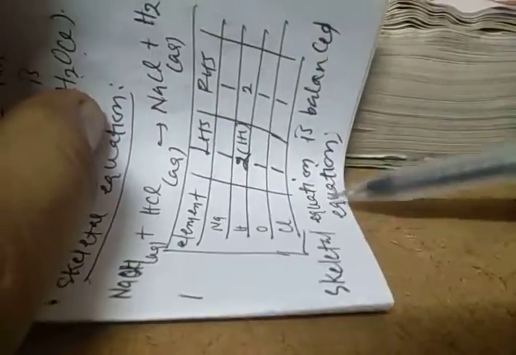So the skeletal equation itself is a balanced equation. We do not need to do any kind of extra process. Now we can move to the next question. Let us look at the next question.